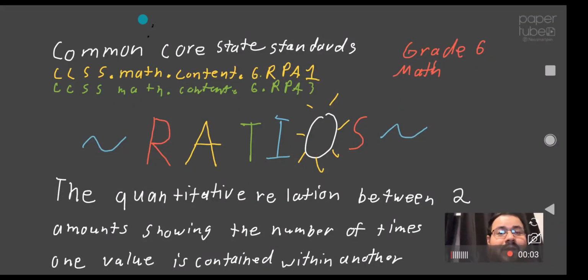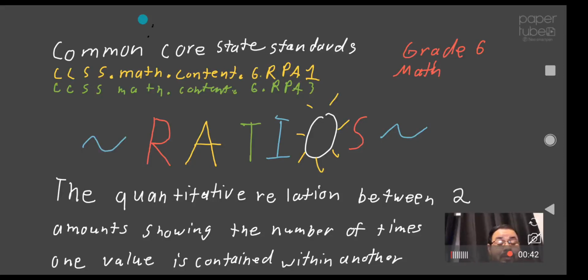All right, today we are learning about ratios. Now, you're probably looking at me and wondering, what in the world is a ratio? So let's start with the official definition. The official definition of a ratio is the quantitative relation between two amounts showing the number of times one value, like this orange, is contained within another, like these apples.